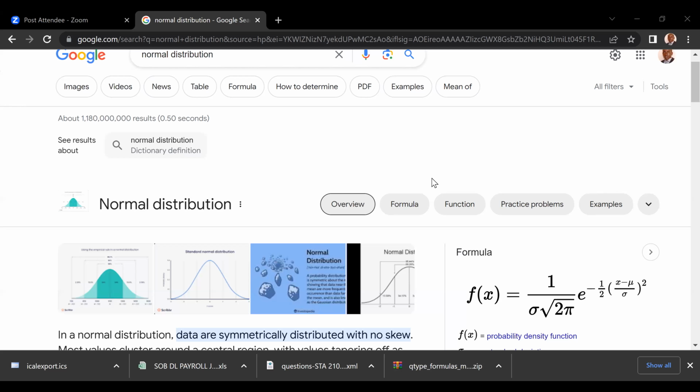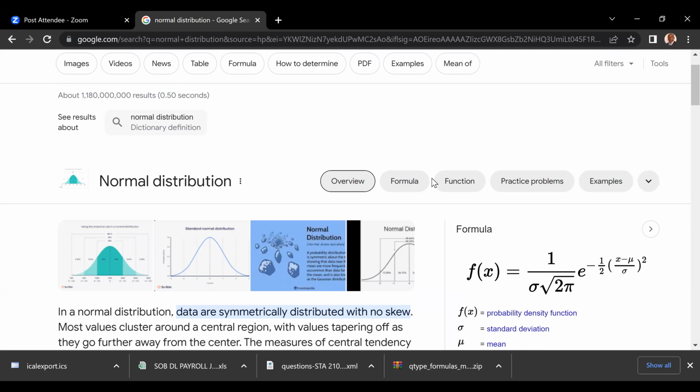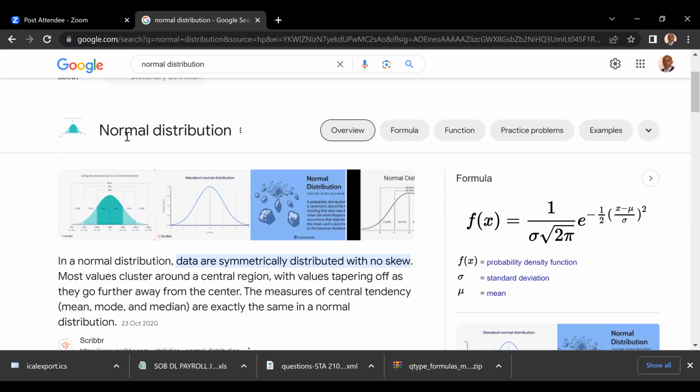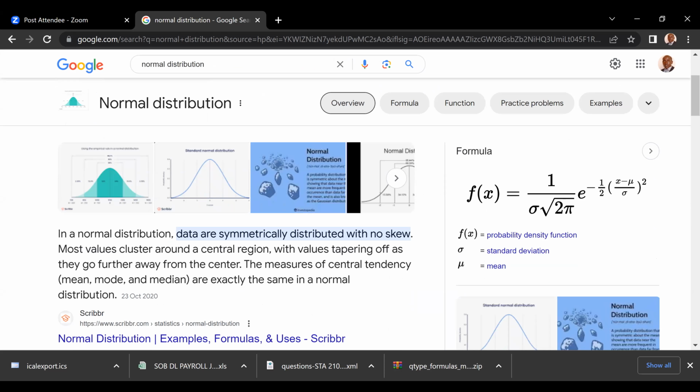So I have shown you the formula for the binomial and the formula for the Poisson. So this is the formula for the normal distribution. And the normal distribution is also known as the Gaussian distribution. And these are the shapes. I think we have already mentioned this. These are the shapes of the normal distribution. But this is the formula that we are supposed to be talking about.